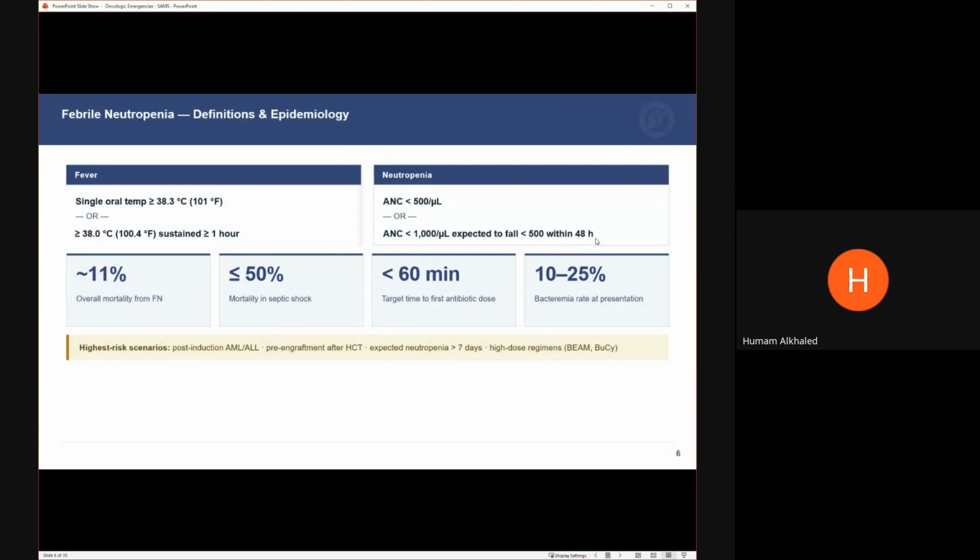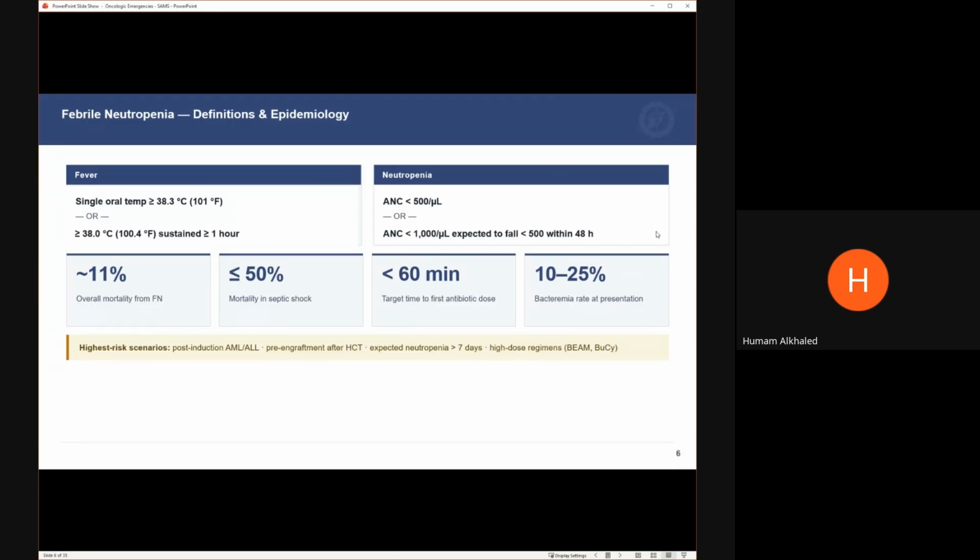The definition of febrile neutropenia actually requires two things together, fever and neutropenia. And we define fever by a single oral temperature of at least 38.3 Celsius, or a temperature that stays at 38 Celsius or higher for at least 1 hour, or what we call a sustained fever. And neutropenia alongside the fever.